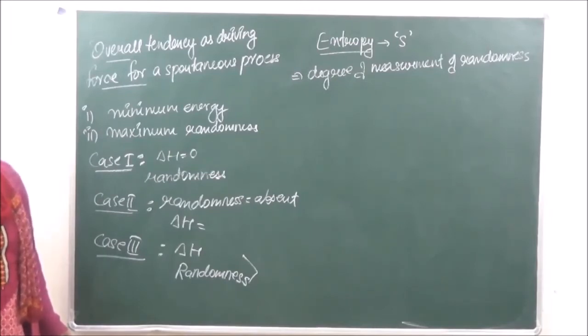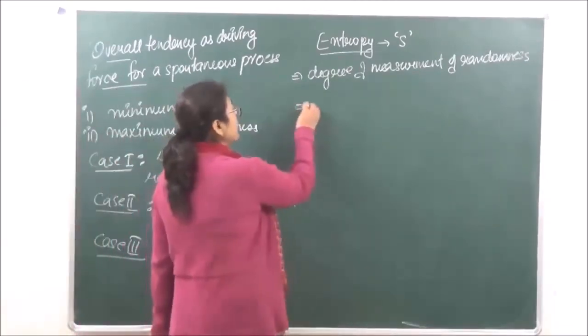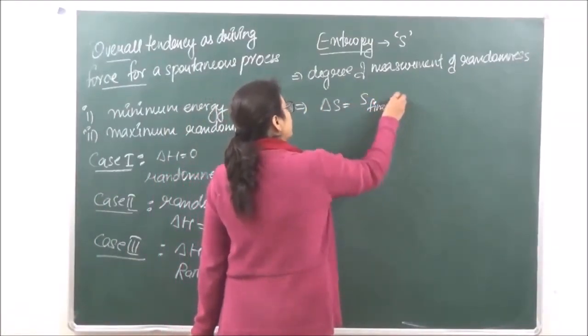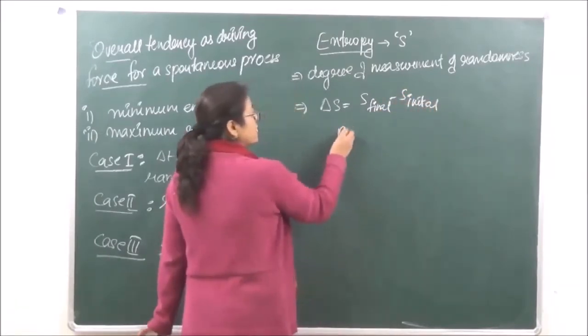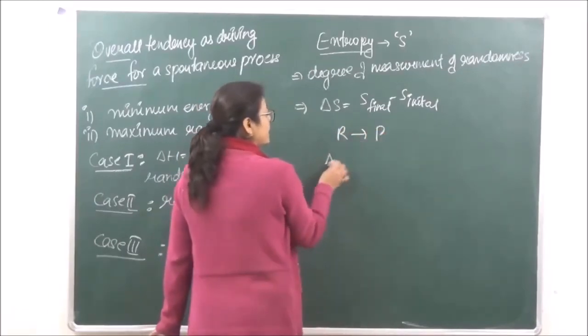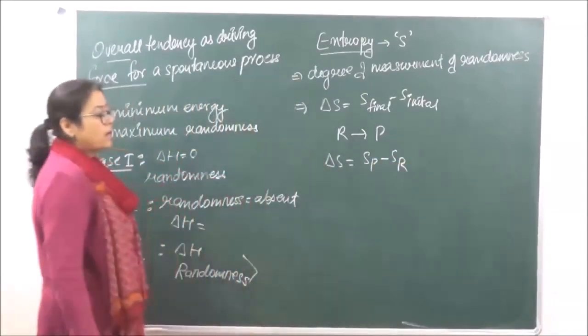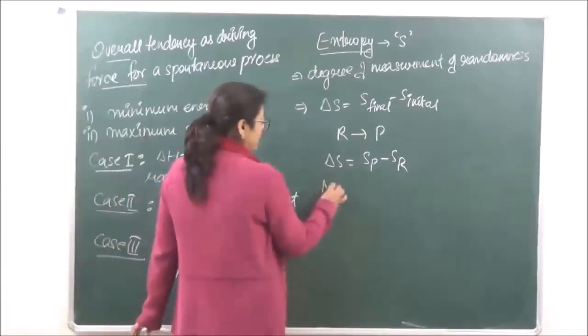Entropy is represented by S, and the change in entropy, delta S, is S final minus S initial. If we are taking a reaction, reactants to products, then delta S for the reaction is equal to Sp minus Sr, where Sp is the entropy of the products and Sr is the entropy of the reactants. Now, the mathematical definition of entropy.